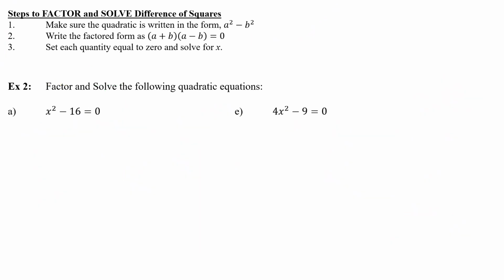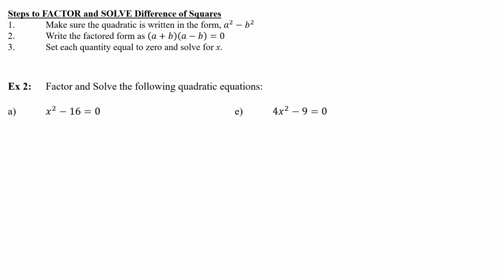Alright, looking at example 2. Example 2 says factor and solve the following quadratic equation. So the directions are the same. The only difference here is that you'll notice, like for example a, it's x squared minus 16 equals 0. That is in quadratic form, even though it doesn't seem like it. It's in the form ax squared plus bx plus c equals 0. The only thing here is there is no bx term. It's canceled out completely. Ax squared is x squared, c is minus 16 here, and there's no bx.